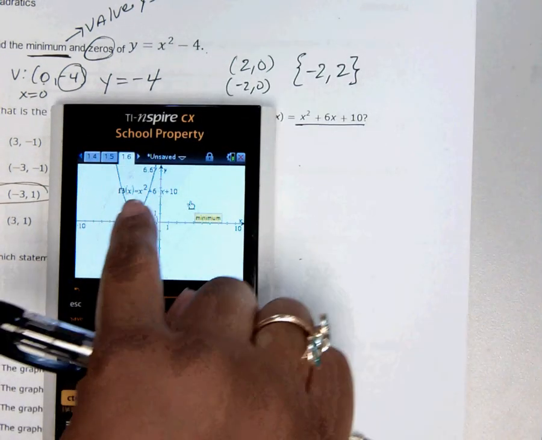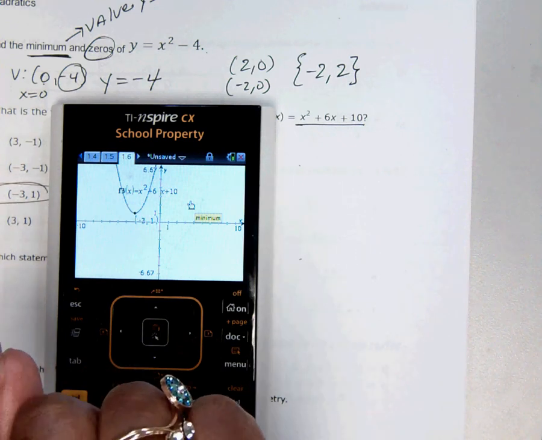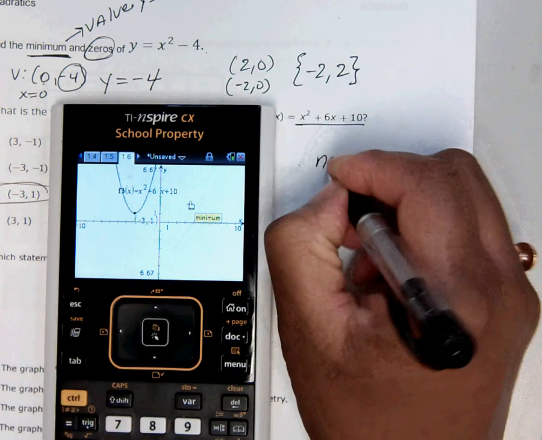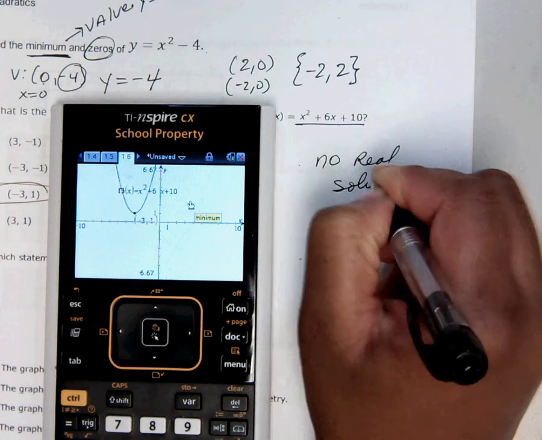Also, if you notice, just to throw out there for free, this parabola doesn't touch the x-axis. So if it asks you how many solutions, you would say no real solutions because it doesn't touch the x-axis.